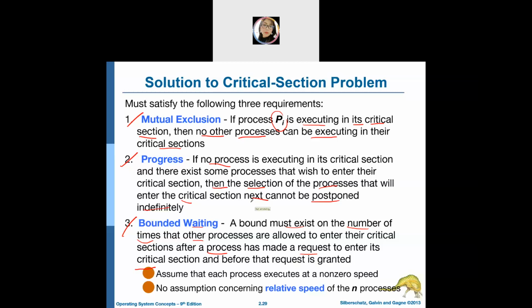So assume that each process executes at non-zero speed, and second one, no assumption concerning relative speed of the n processes. So let's see here.